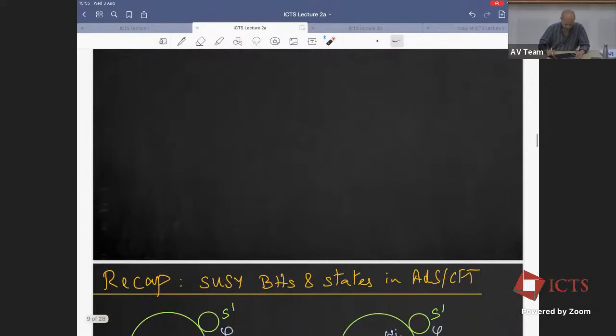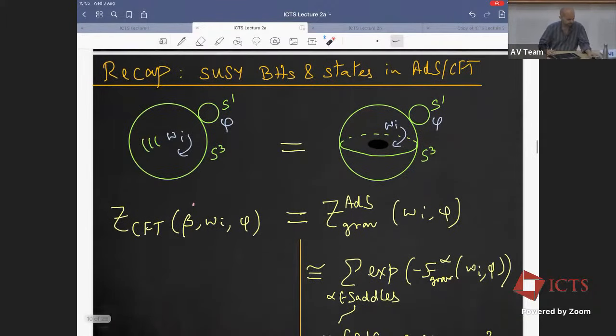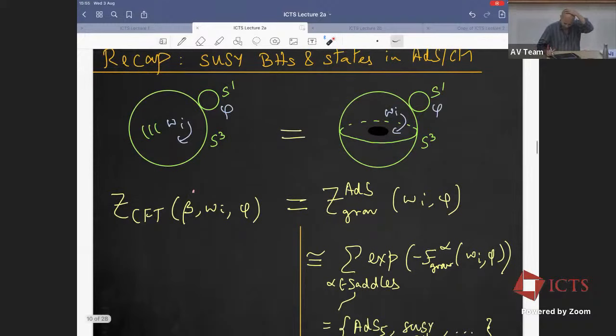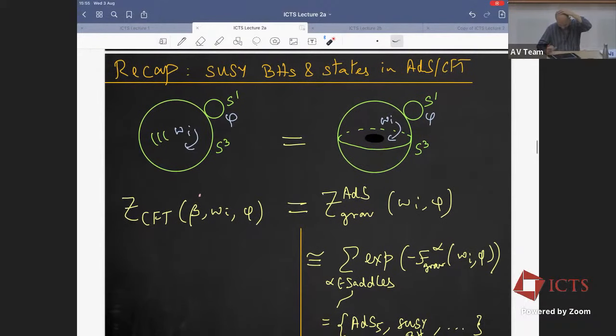Okay. Then I'll move on. I'll start. Today I'll be slightly faster, but still not very fast. And in the third lecture, I'd like to go a little faster. As always, stop me. First, a brief recap. Suvrat, is that all okay? Yes, thank you. All right, good.